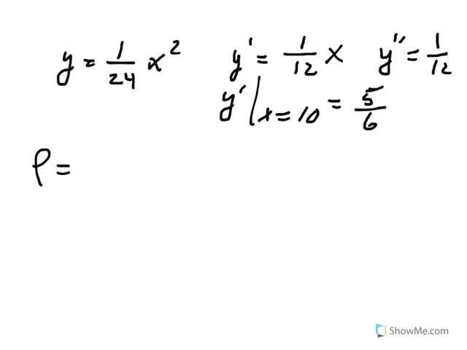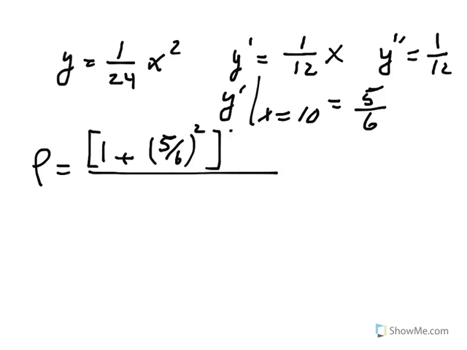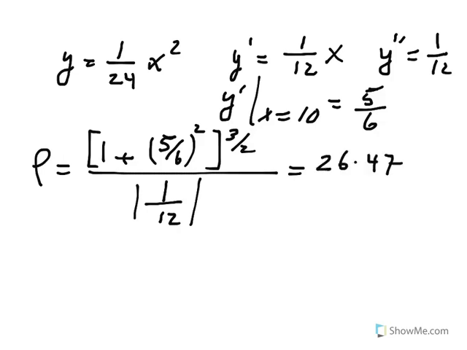So let's go ahead and calculate rho. According to the formula, 1 plus y prime, which is 5/6, squared, then the whole thing in the bracket raised to power 3 halves, divided by the absolute value of 1/12. Absolute value of 1/12 is just 1/12. So if you calculate this, rho comes out to be about 26.47 feet, roughly. So now we are ready to calculate normal acceleration, which is v squared over rho.